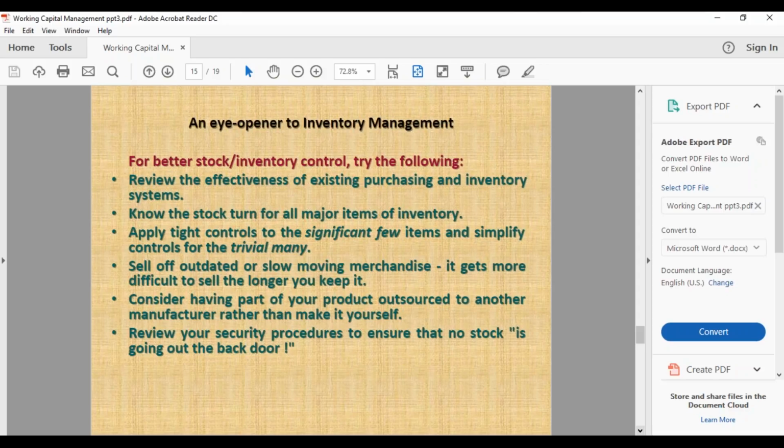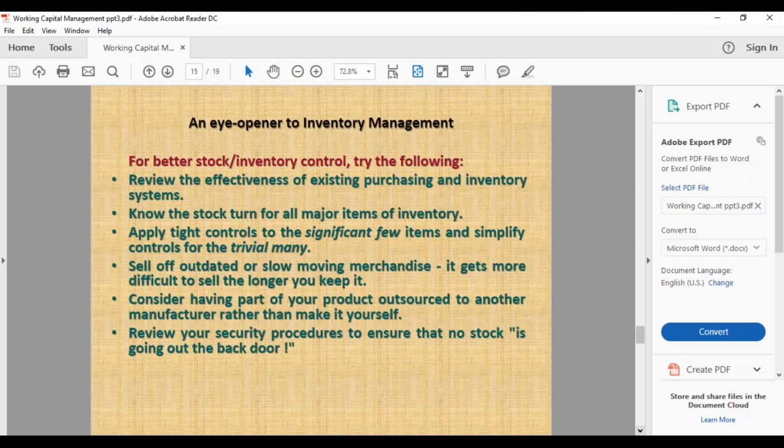So consider having part of a product outsourced to another manufacturer rather than make it yourself. I mean, that is also a part of inventory management. Sometimes if outsourcing is economical, if that makes sense, then some of the firms outsource some of the manufacturing to other firms rather than doing it themselves, if it is cheaper.